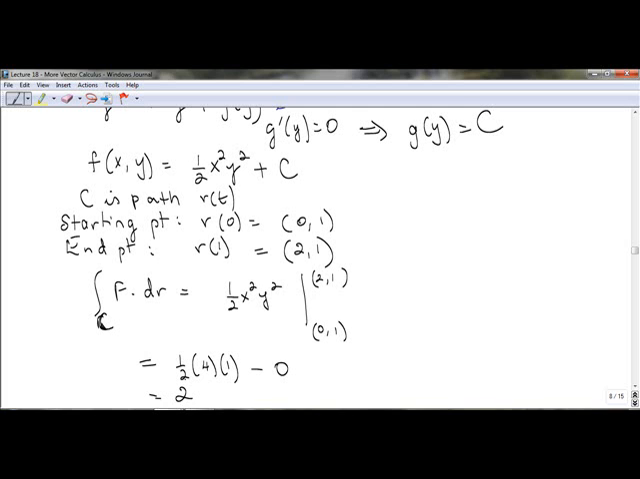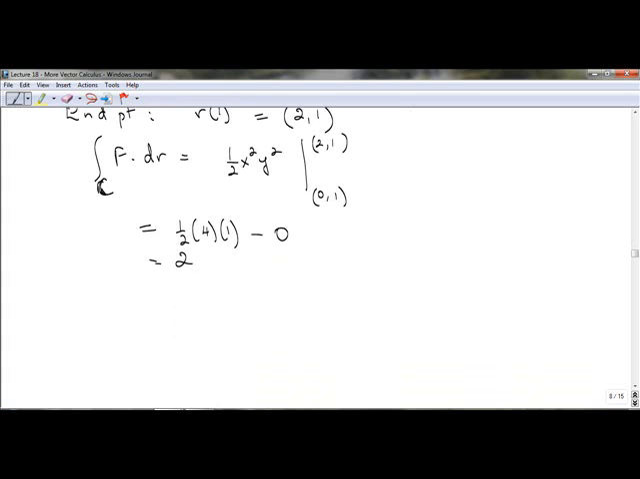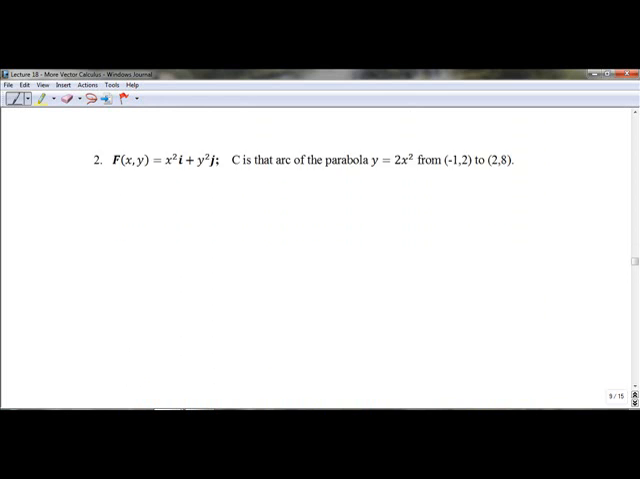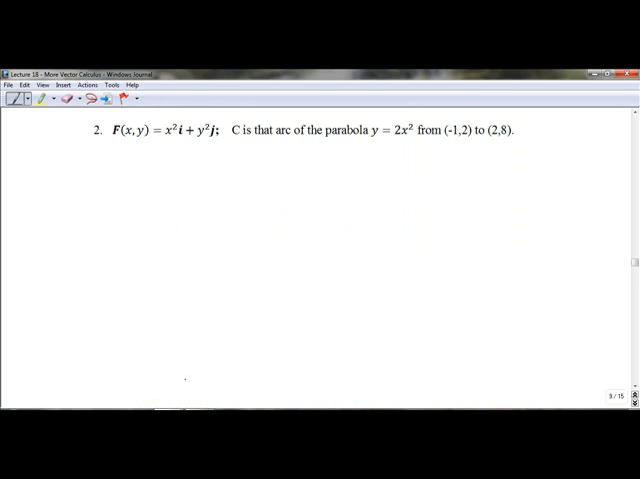Questions so far? Okay, next one. Let's do another one. So we have the vector field, and C is the arc of the parabola y equals 2x squared from negative 1, 2 to 2, 8. So we already have the points, so we don't need to evaluate what the points are.